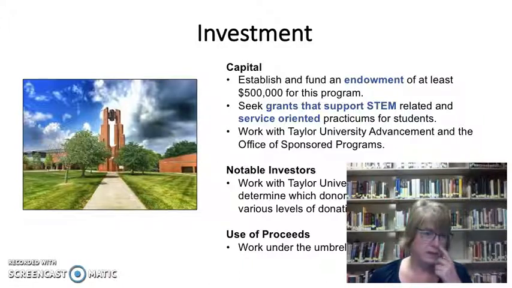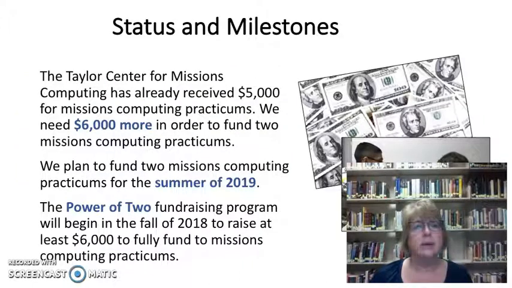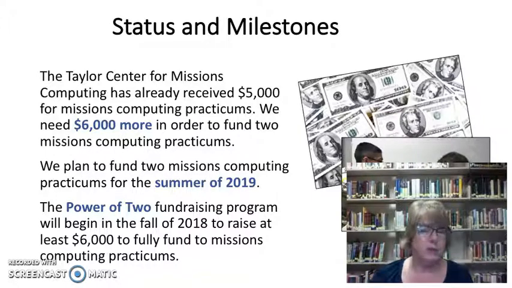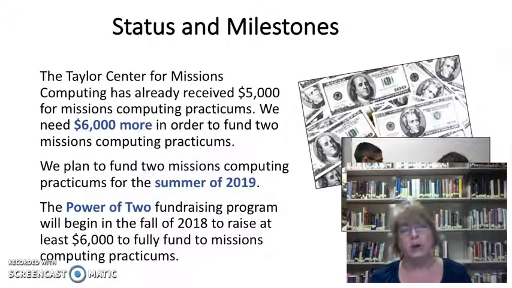Finally, our status and milestones are we really do have $5,000 set aside already for a missions computing practicum. We need to raise about $6,000 more in order to fund 2 missions computing practicums. We plan to do this for the summer of 2019 because we feel like we can get started, and we want to kick off the Power of 2 fundraising program in the fall in order to raise another $6,000 to fully fund the 2 missions computing practicums.